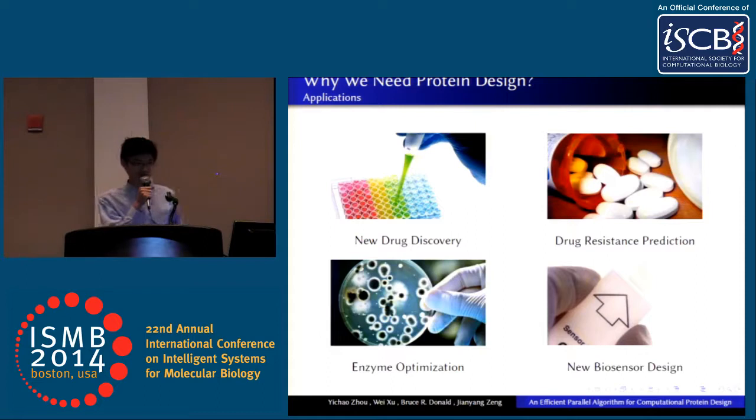Okay, that's much better. For example, the protein design can be applied to design a new anti-HIV drug to inhibit the entry of HIV virus to our human cell body.